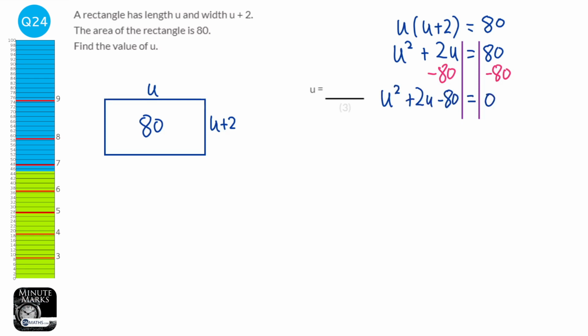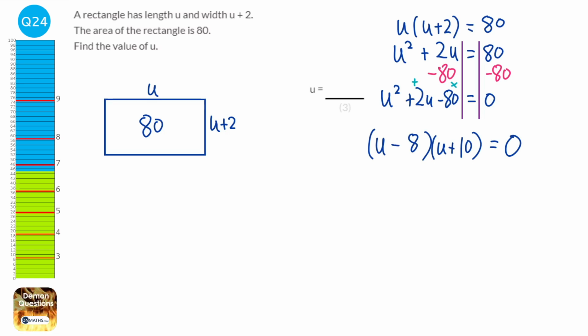Now we're going to be using quadratics, so we're going to factorise this. And so we need two numbers that add together to make 2 and times together to make minus 80. So I'm going to put my brackets out. So we're going to have u at the start of the brackets. And let's have a think. So it's going to be 8 and 10. And one of them will be positive, one of them will be negative. Well, to add them together to make 2, the 10 will have to be positive, and then the 8 would have to be negative. And then minus 8 times 10 is minus 80.